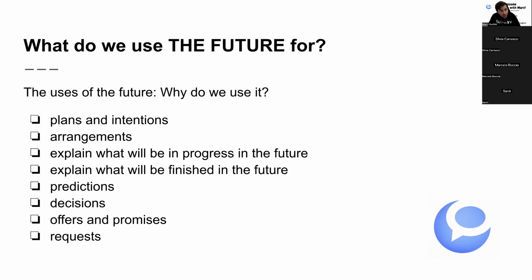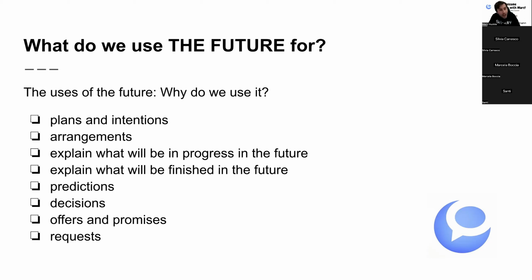We use the future for plans and intentions. These are things that you want to do, things that you would like to do, things that you are eager to do. So I would say, I am going to visit my brother in Japan this summer. I do not know when it's going to happen. I have not organized it, but I want to do it. I am going to. We'll use this as the most common tense.